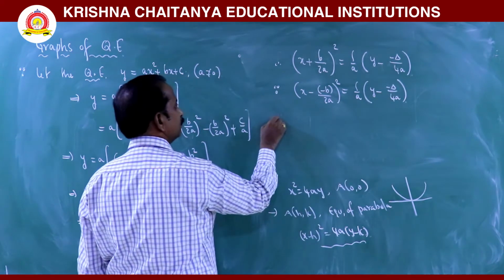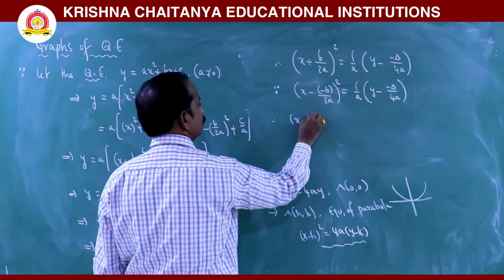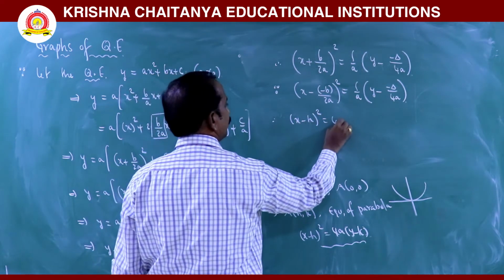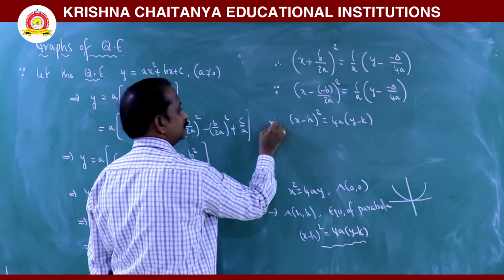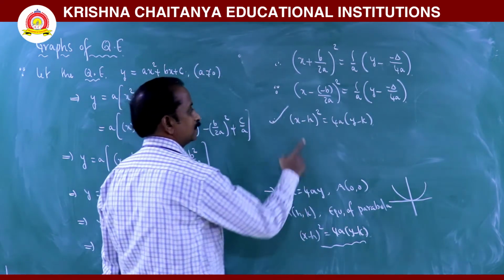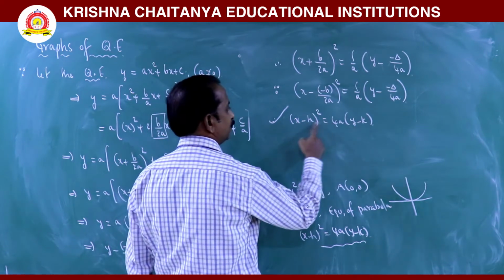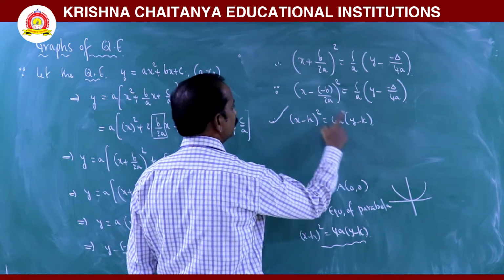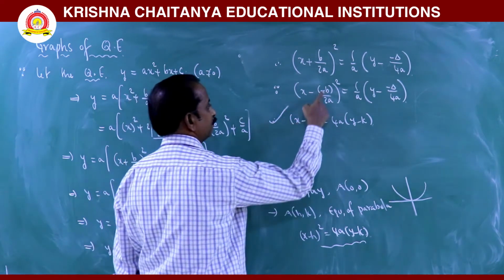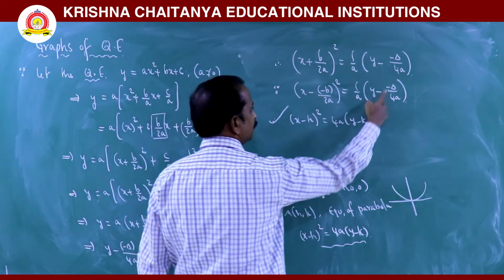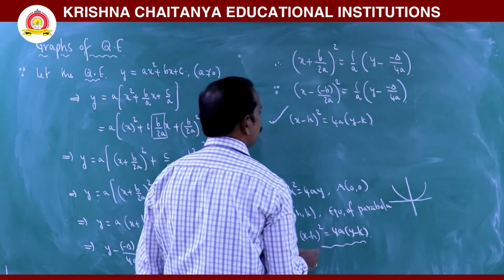It is in the form (x minus h) whole square equals 4a into (y minus k). What we know is that this is a parabola, having vertex (h, k). So compare with this one: h is equal to minus b by 2a, k is equal to minus delta by 4a.